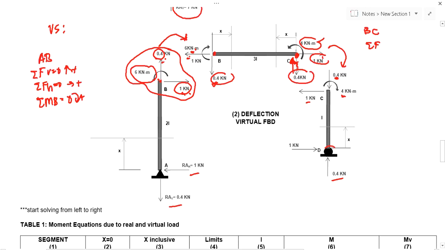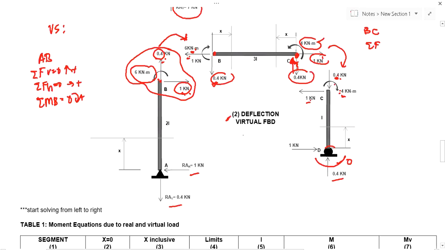Okay? Summation forces vertical, 0.4 is downward, correct, 0.4 is upward. Okay? Our moment, when we take moment here at C, our moment should be 0 because the roller has no moment. When we take moment here, 4 times minus 1 times 4. So 0. Okay? So those are the internal forces in our frame in our virtual system. Our free body diagram for deflection. Okay? For deflection.